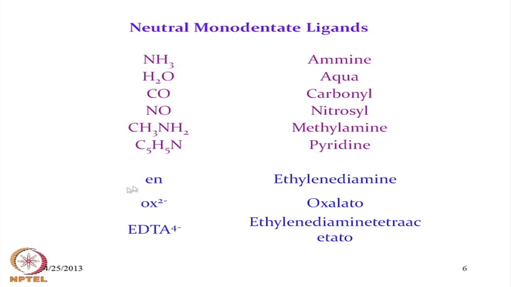We can also see the abbreviated form of ethylene diamine. In the formula we will not write the big name of ethylene diamine, we will abbreviate it as en. Similarly, the charged ligand which is also bidentate, the oxalate anion from oxalic acid, binds to the metal center through two oxygen atoms and is known as the oxalato group. Similarly, on an ethylene diamine backbone, if we substitute all 4 hydrogens by 4 acetic acid groups, we get ethylene diamine tetraacetic acid, and in the anionic form, when all 4 are deprotonated, we get the ethylene diamine tetraacetato ligand.